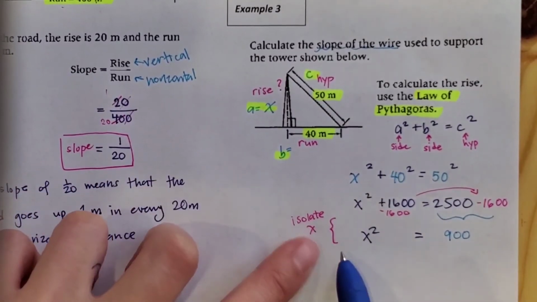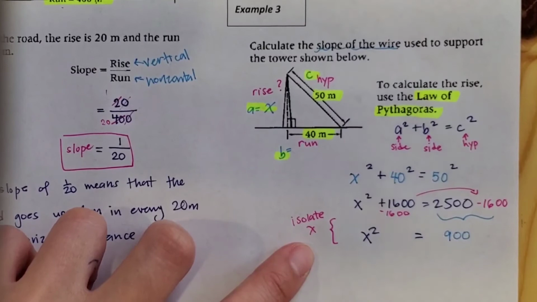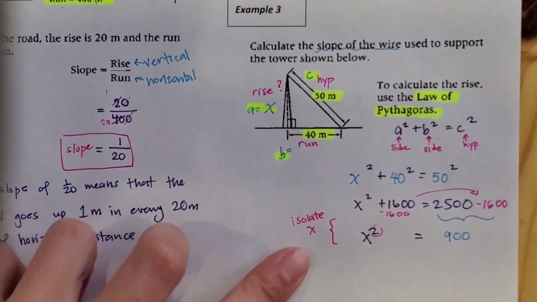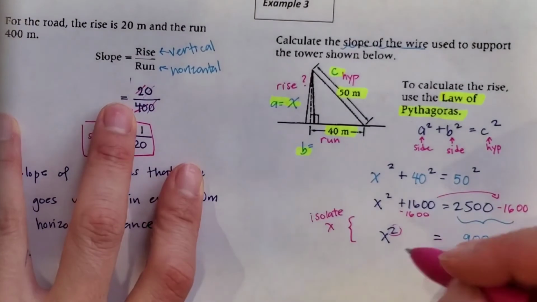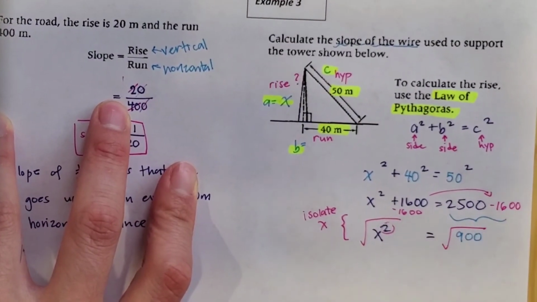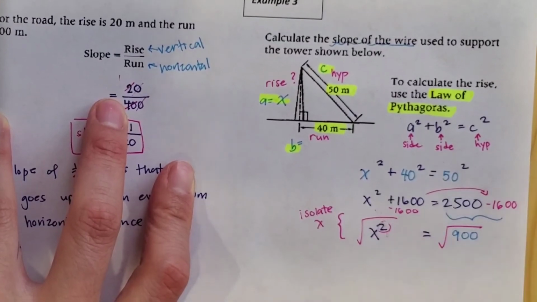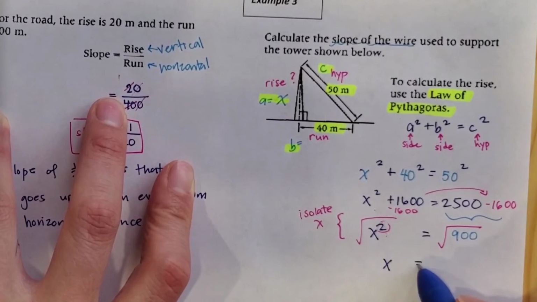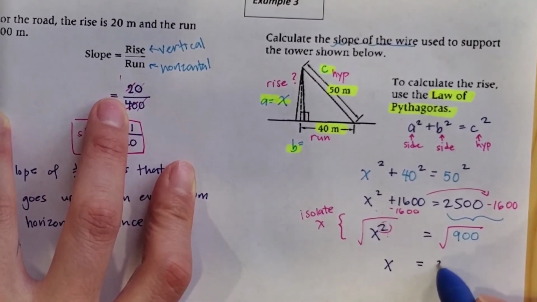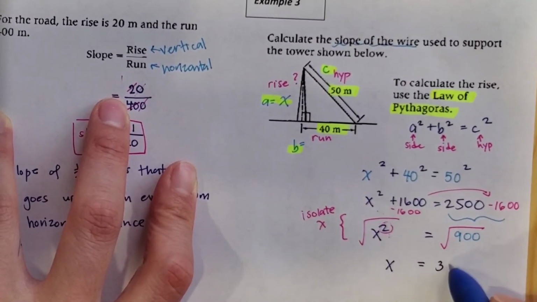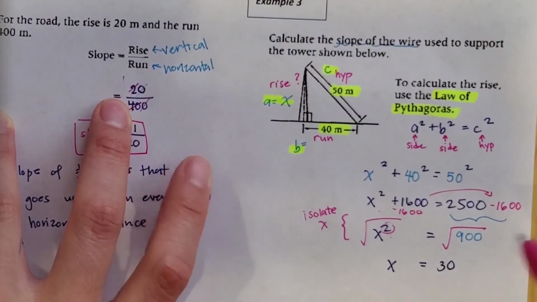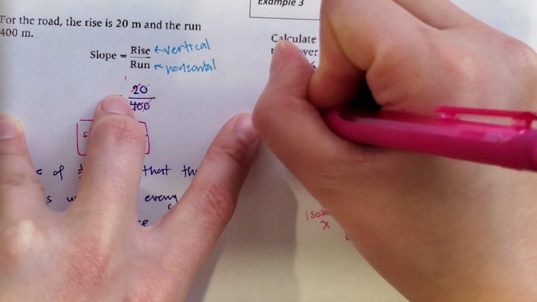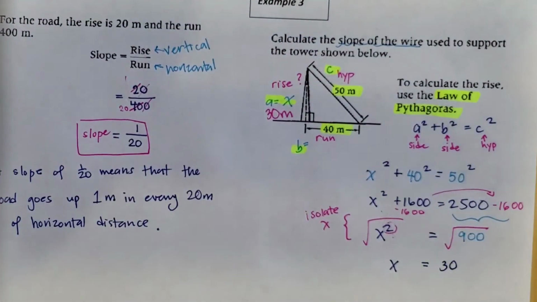Okay, so have we fully isolated X? Not yet, because we have this little square there, okay? And if you guys remember what the opposite of squaring something is, it's to take the square root. So if we take the square root of this, it means all we're left with is X, okay? Because it's the opposite of each other. And the square root of 9 is 3. Square root of 100 is 10. So we have 30. So if you notice, our X value, we're going to write it up here, is 30 meters. So that's what we found. I'm going to highlight that.